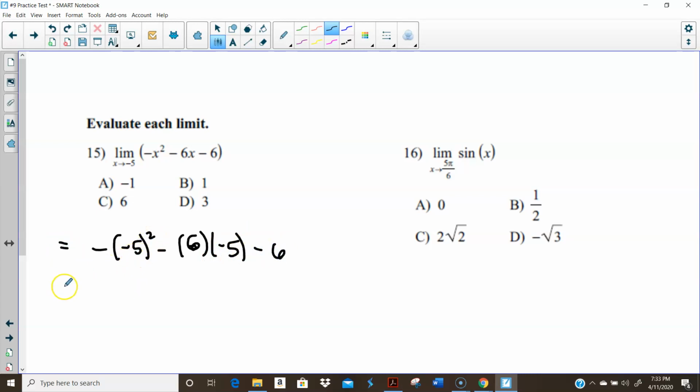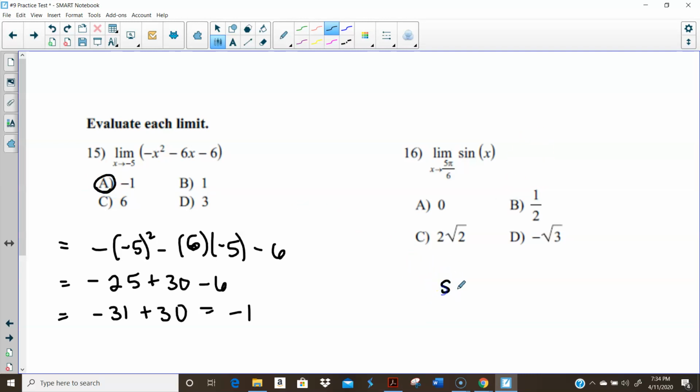You square first, so that's going to be a -25. The two negatives here will make a +30, subtract 6. -25 and -6 is -31, plus 30, which is equal to -1. Our answer is A.